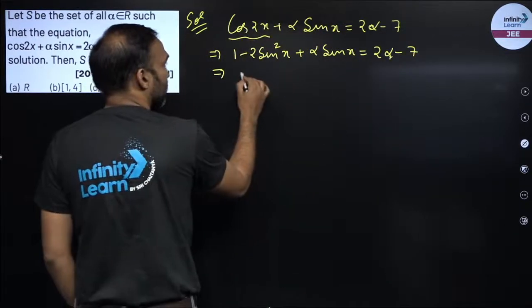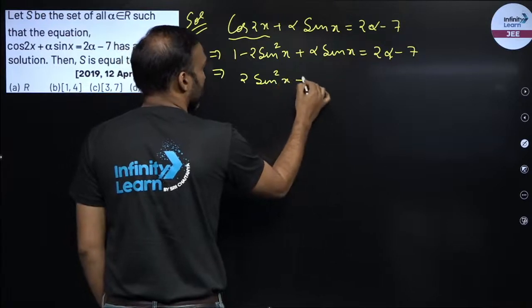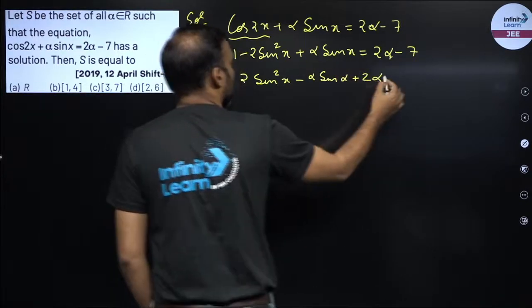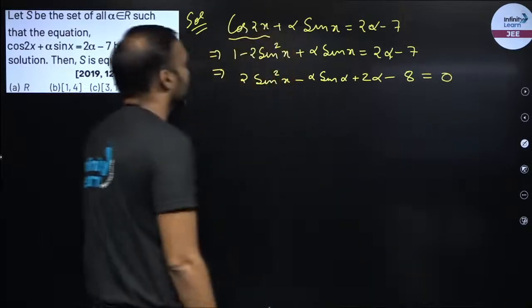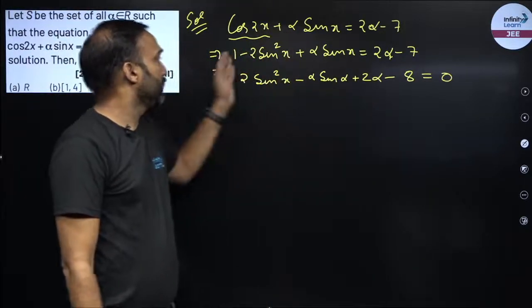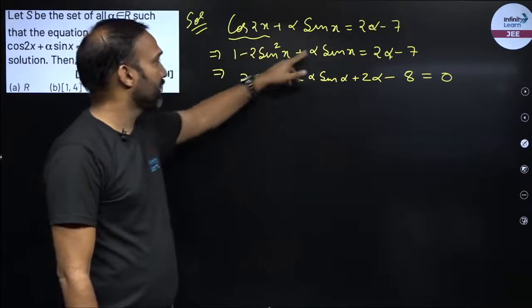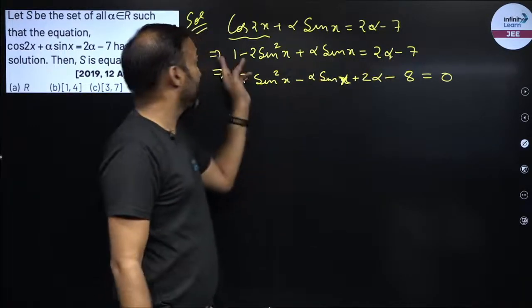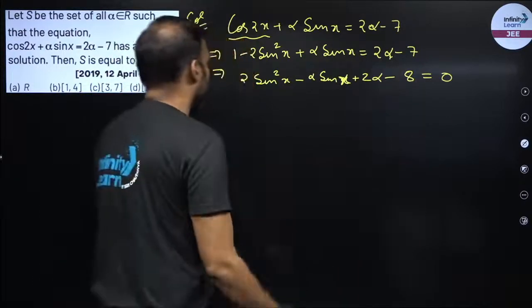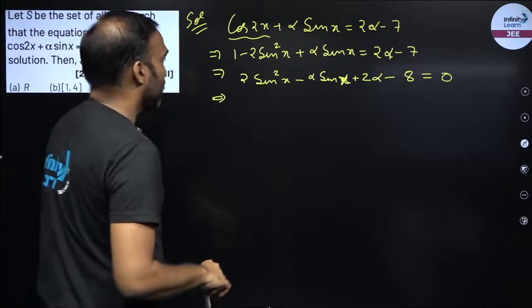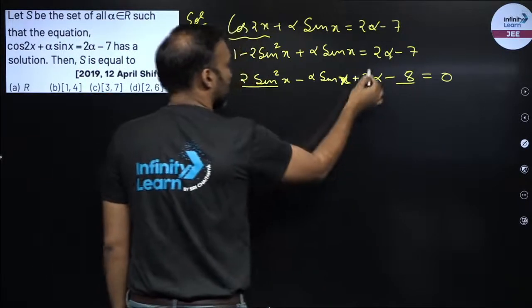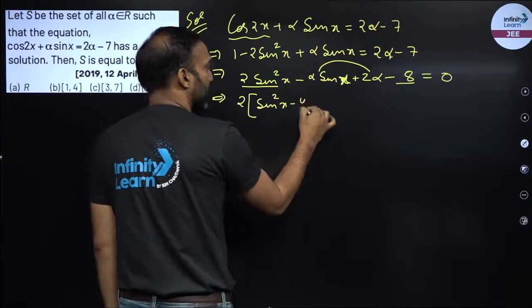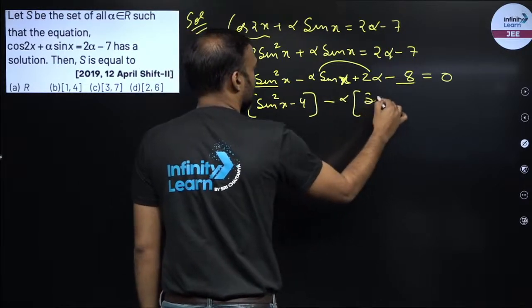Let us rearrange this a little. So 2 sin square x minus alpha sin x plus 2 alpha minus 8 is equal to 0, right? I have taken these terms on the right hand side. So, minus 2 sin square x goes over there, becomes 2 sin square x. This becomes minus alpha sin x. This is 2 alpha minus 7, 1 goes over there, becomes minus 1, so it will be minus 8, right? So, from here we can pair these two and pair these two. Alpha alpha, try to pair alpha. So I'll have 2 common, sine square x minus 4. If I take minus alpha common, I have sin x minus 2.